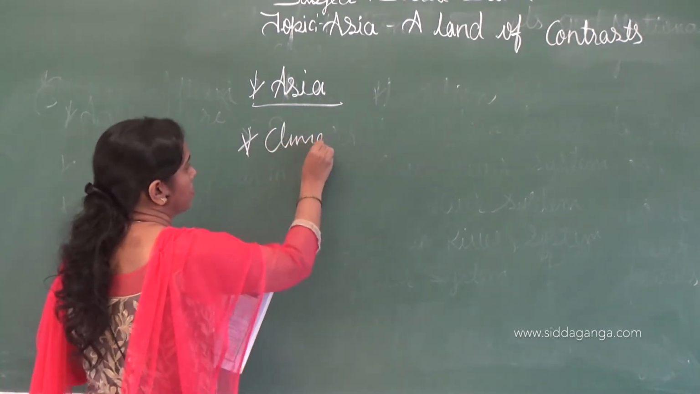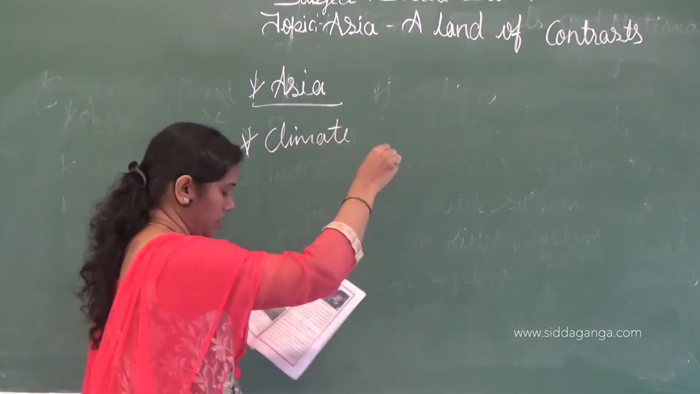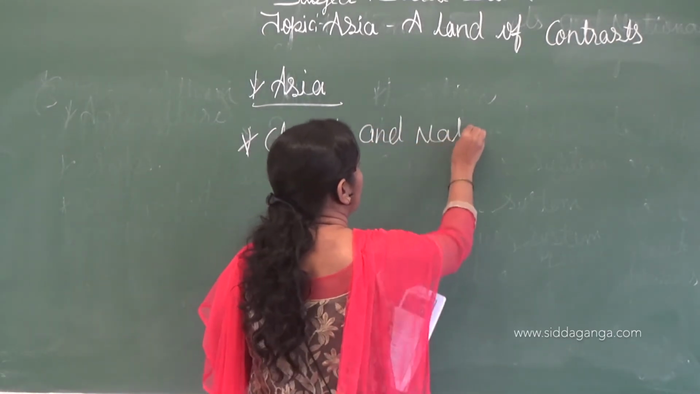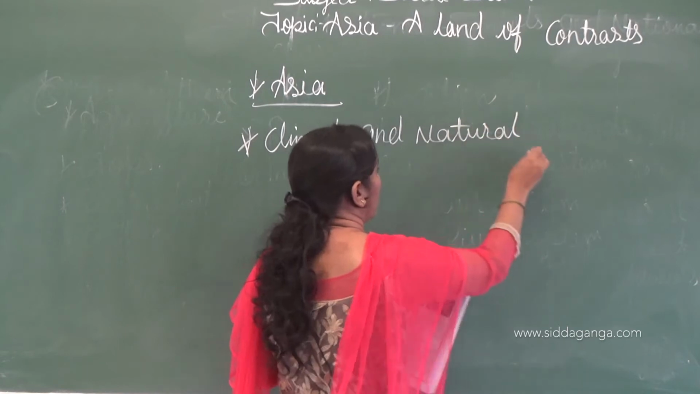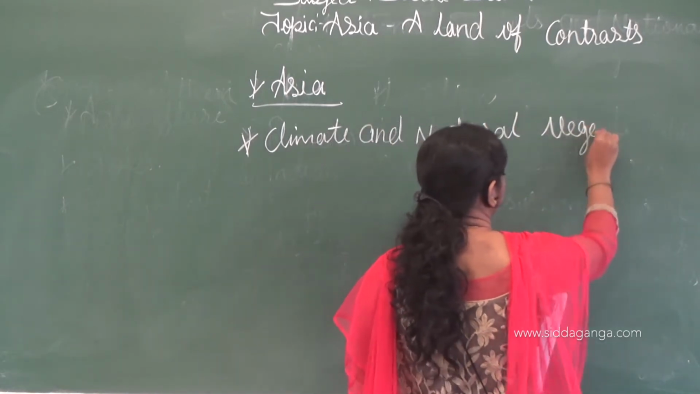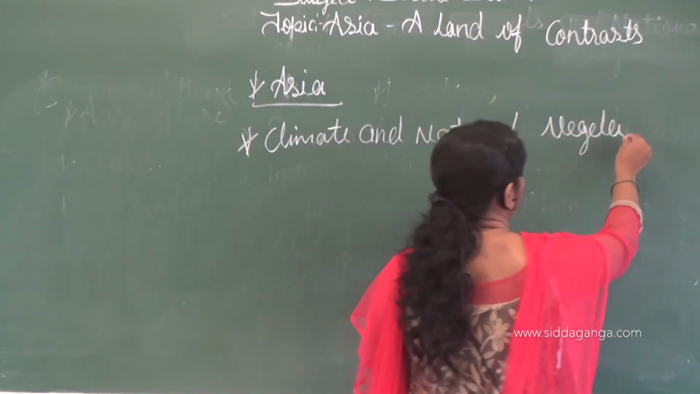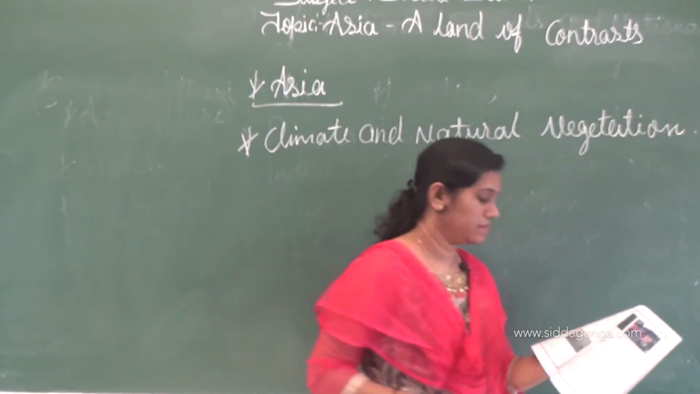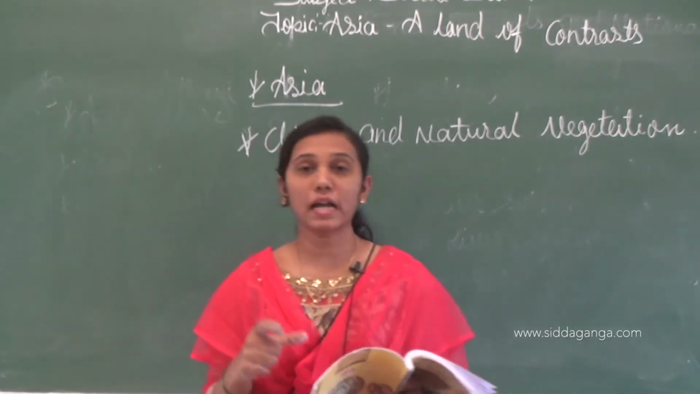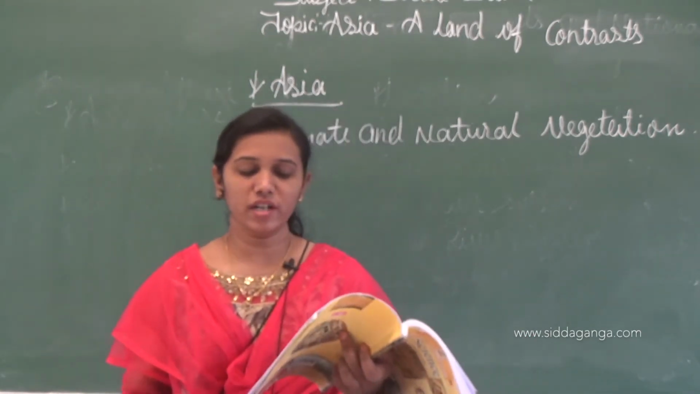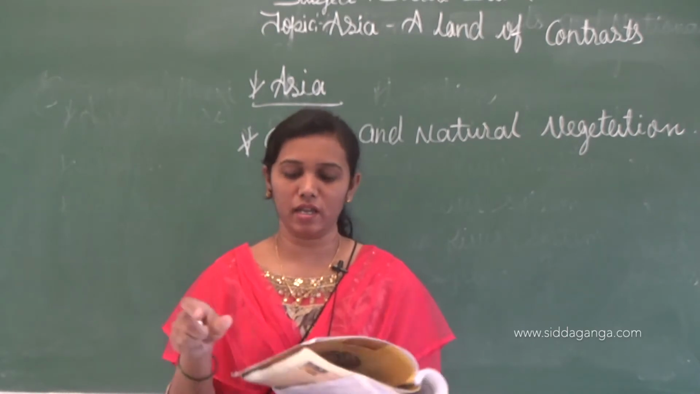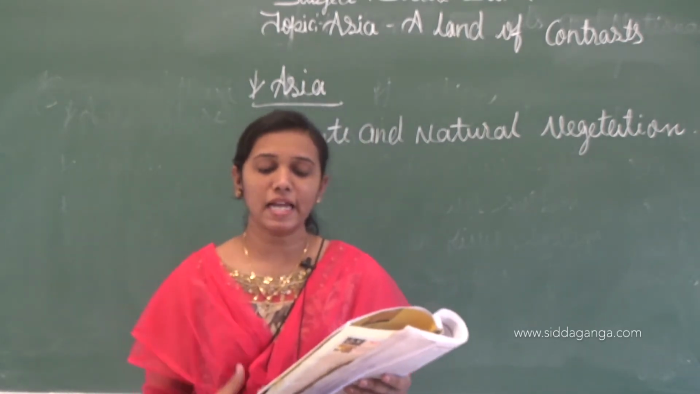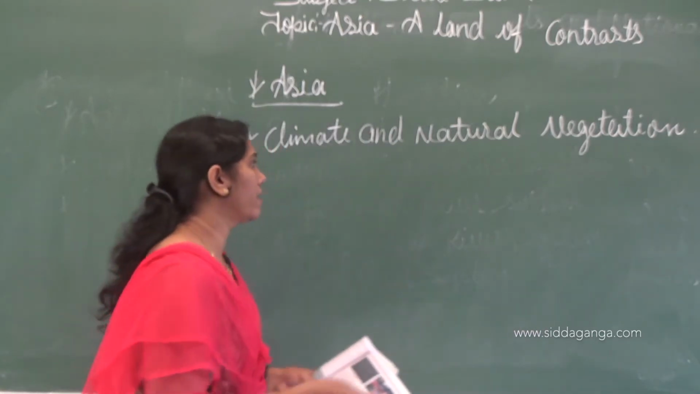Climate and natural vegetation of Asia. First we study about climate. As mentioned earlier, Asia is a very vast continent, isn't it children? Very vast continent. It extends from the equator to the polar region.